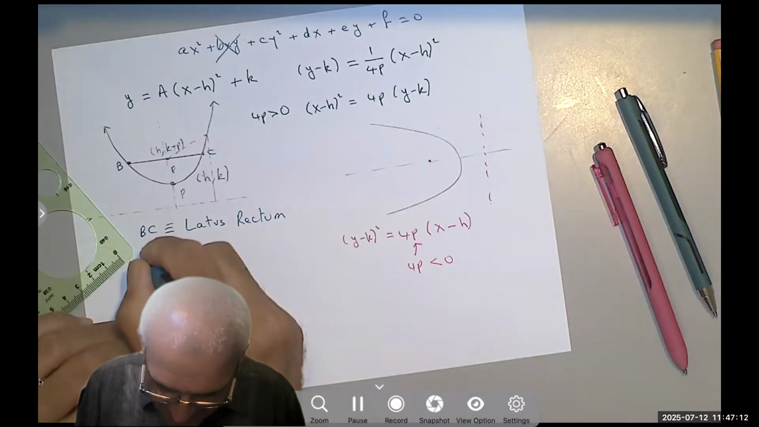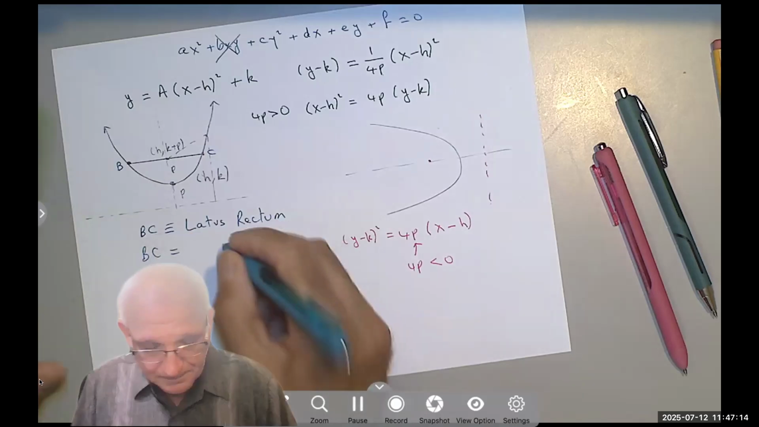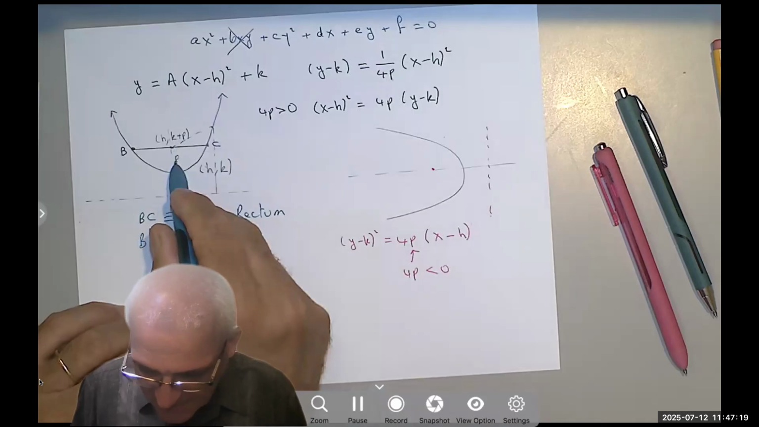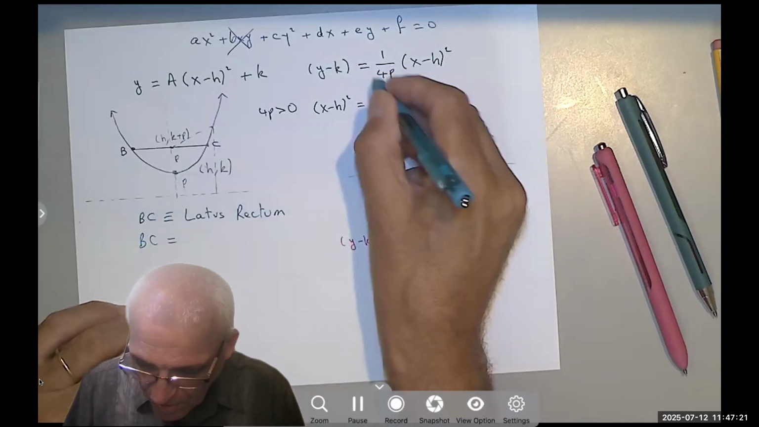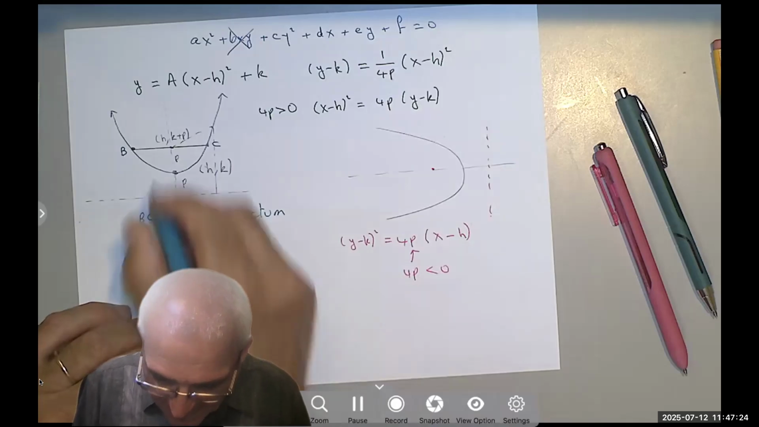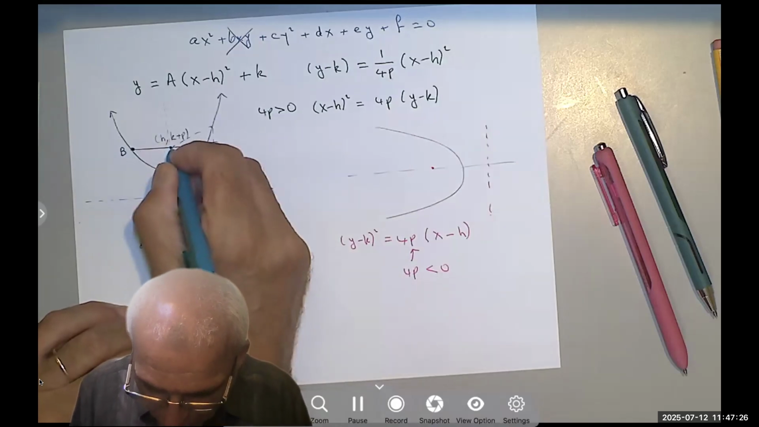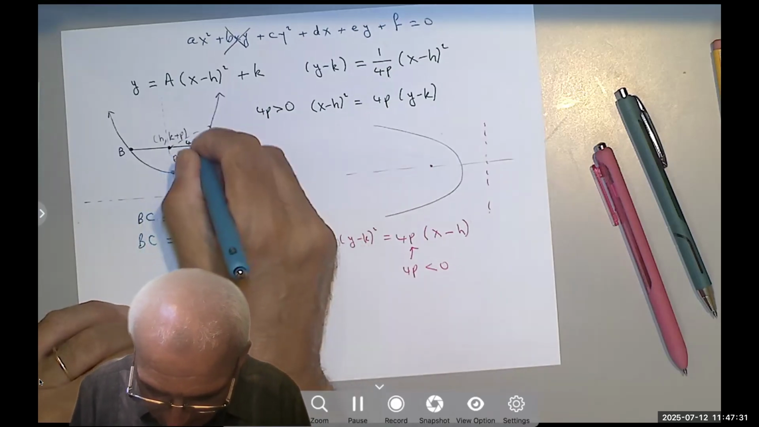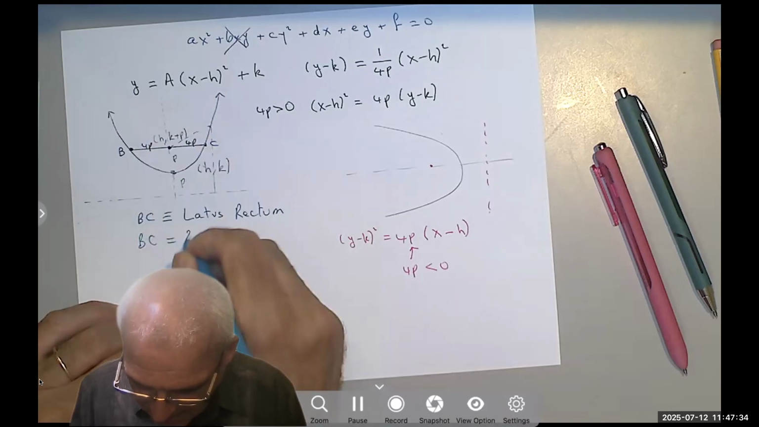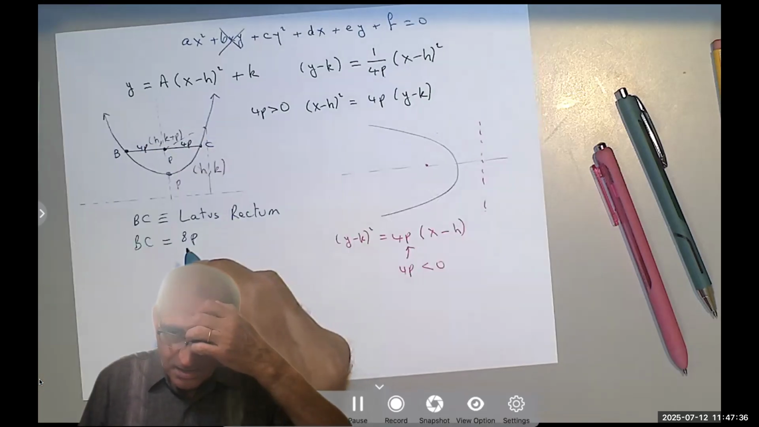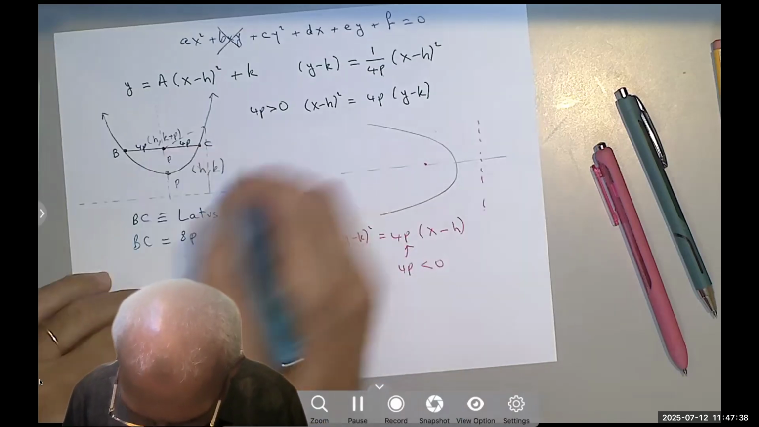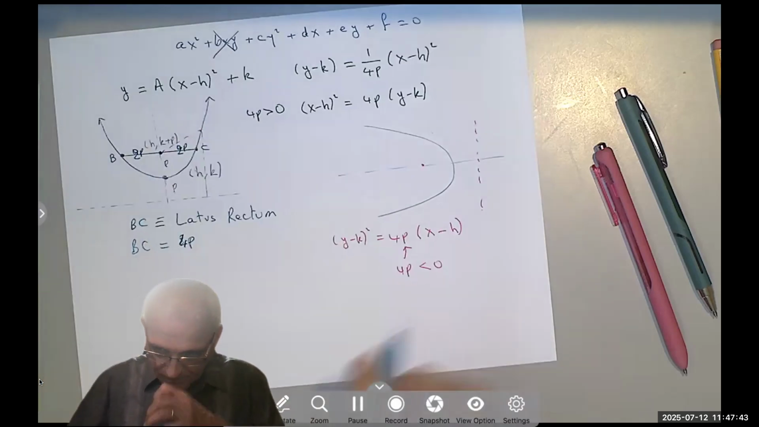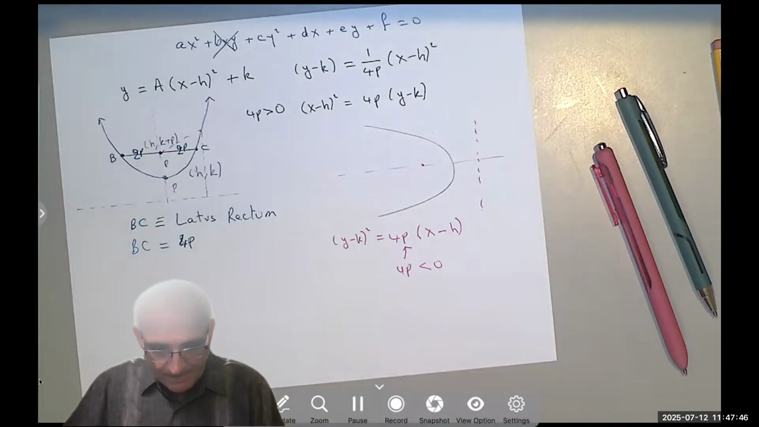And the BC here, if that distance we said it's p, and if this is 4p, then the distance from here to here would be 4p. Meaning this distance would be, oh, I'm sorry, 4p. This is 2p and this is 2p. Okay?